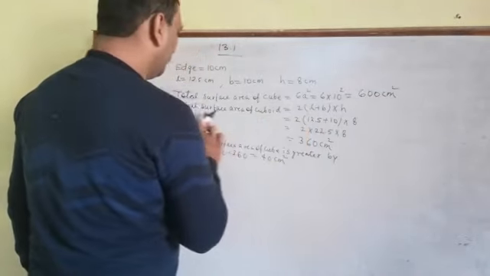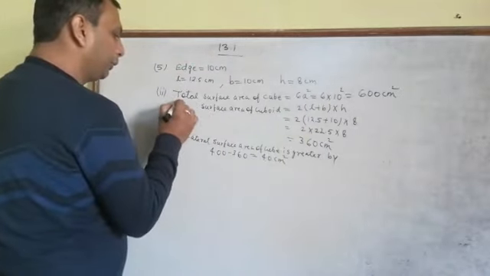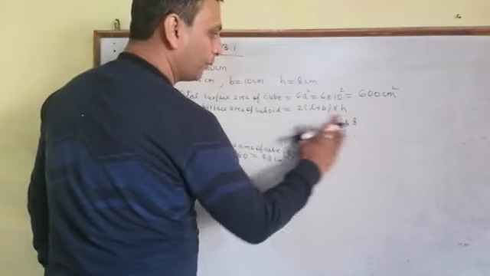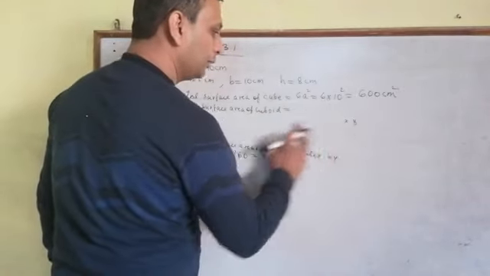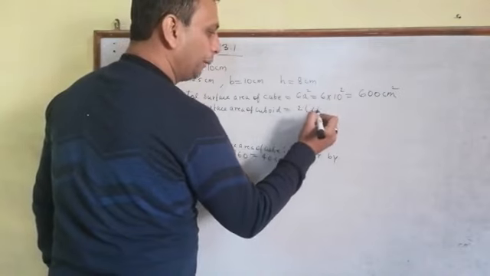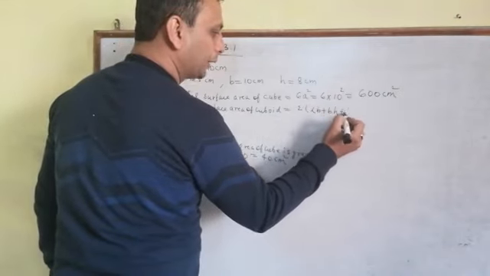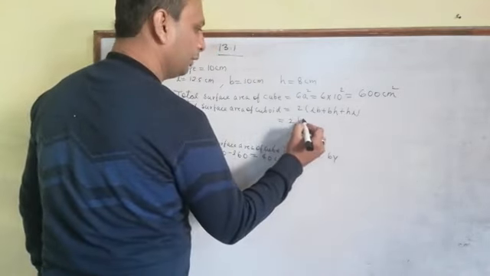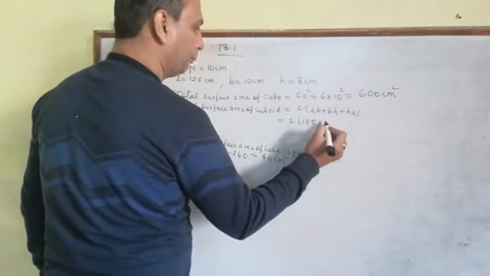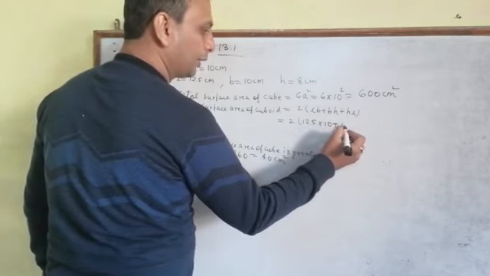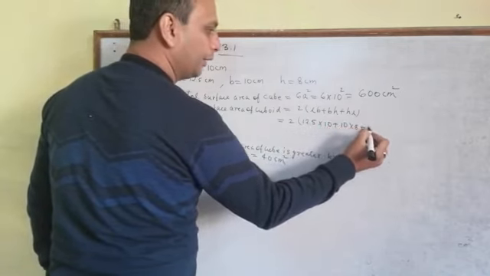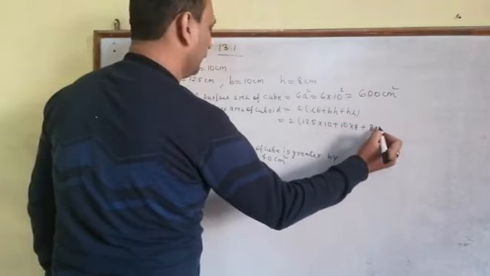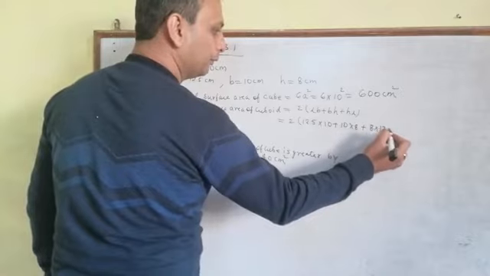And to find the total surface area of the cuboid, the formula is 2 into (LB plus BH plus HL). 2 multiply length 12.5, width 10, 10, 8, 8, length is 12.5.